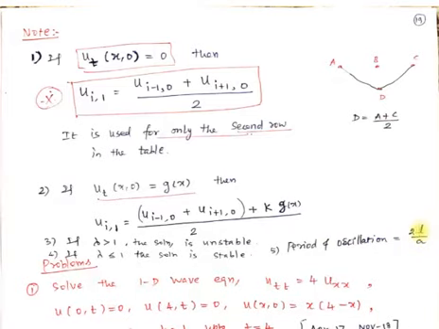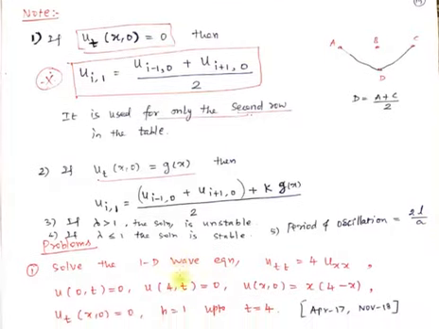L is the x value between 0 to L. So 2L by a is called the period of oscillation of the wave. It is a one-dimensional wave equation. So that is the period of the oscillation.